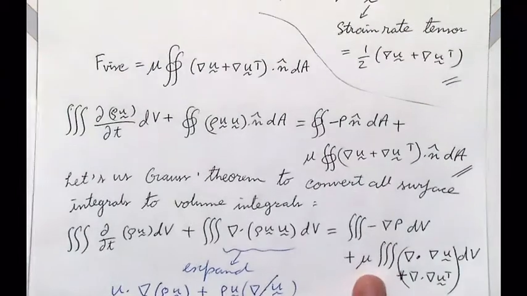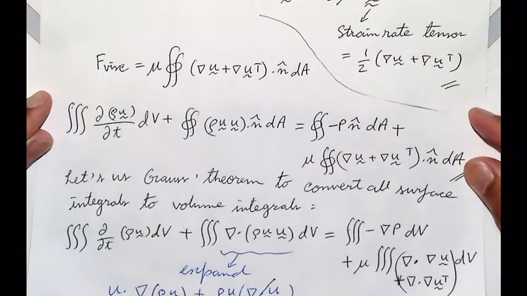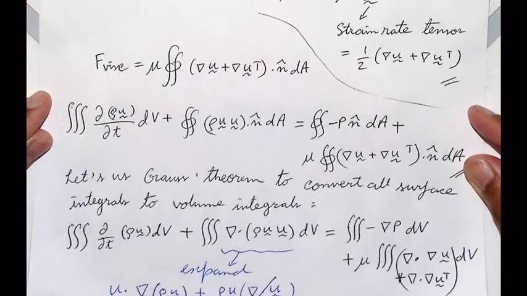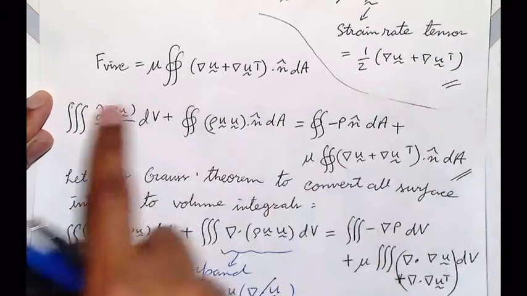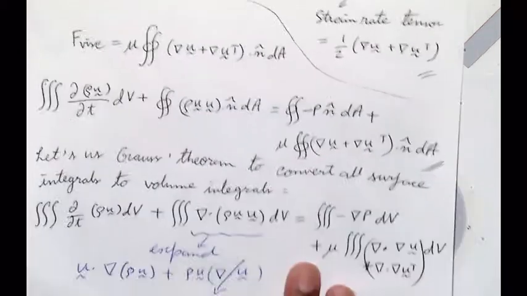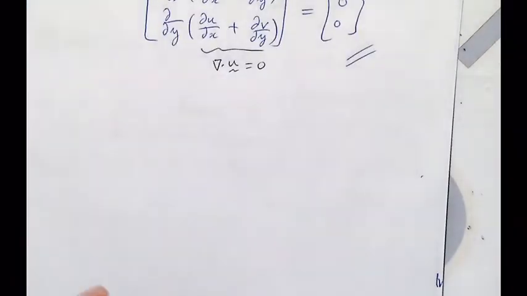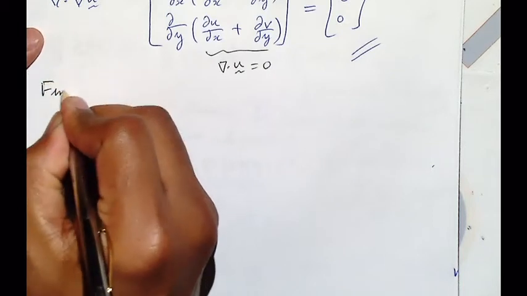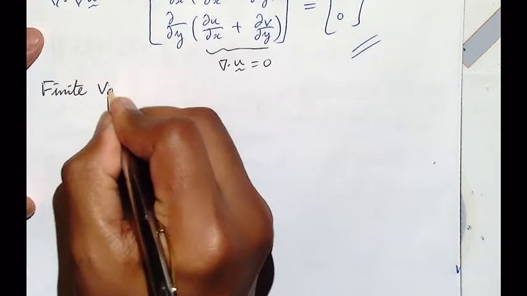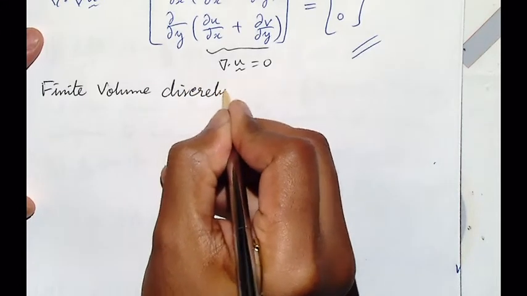Okay, so fine. Now that we are convinced the momentum equation also works, what would I do for finite volume discretization of this equation? Okay, so let's see. Finite volume discretization of momentum equation.